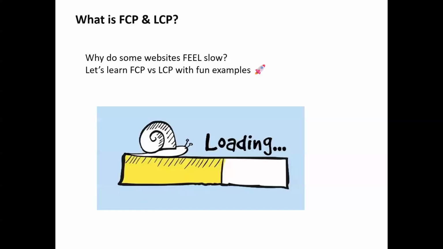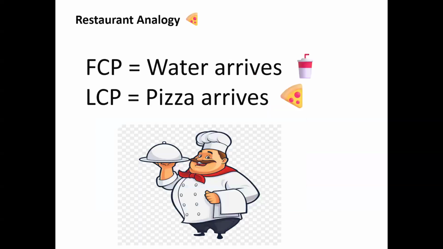So let's learn it with a fun example. Suppose you went to a restaurant. First the waiter gives you a glass of water. So something appeared on your table. That is FCP, First Contentful Paint. And then you ordered pizza, fries, and Coke. Maybe the Coke will arrive after the pizza, but when the waiter arrives with the pizza, that is your Largest Contentful Paint. That is the major thing arrived.